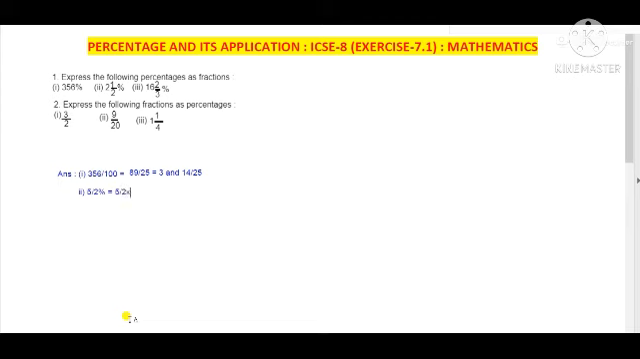into 1 divided by 100, is equal to 5 into 1 divided by 2 into 100, is equal to 5 by 200, is equal to 1 by 40. That will be the answer. 1 by 40.